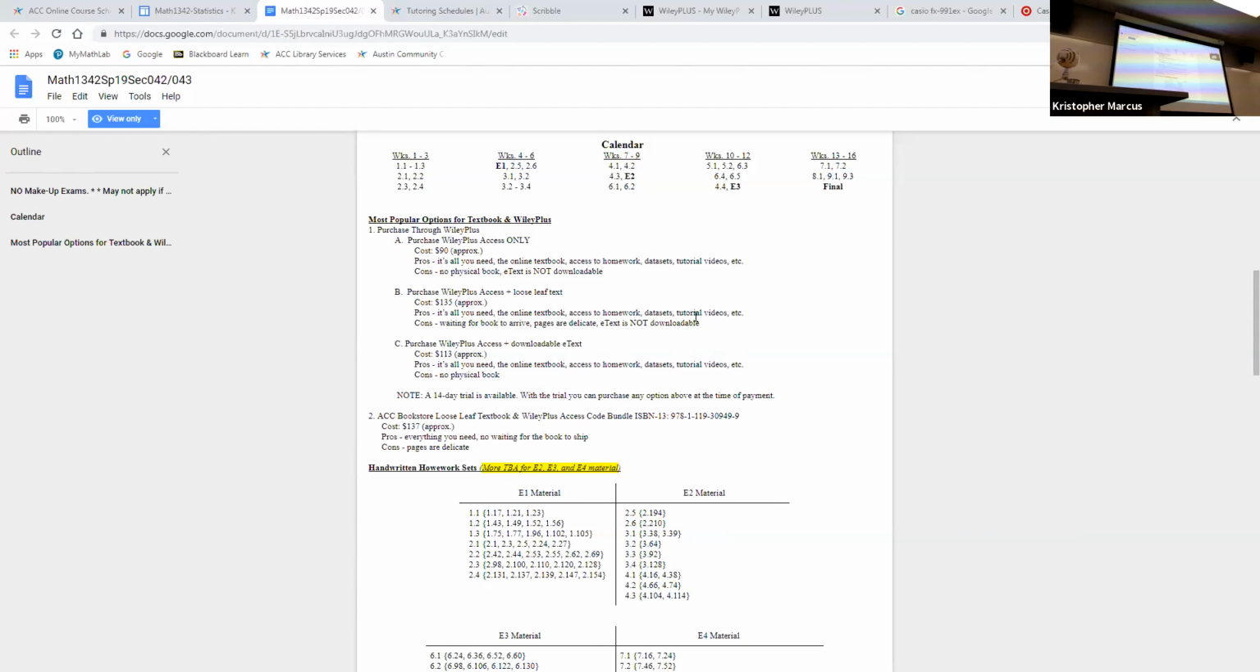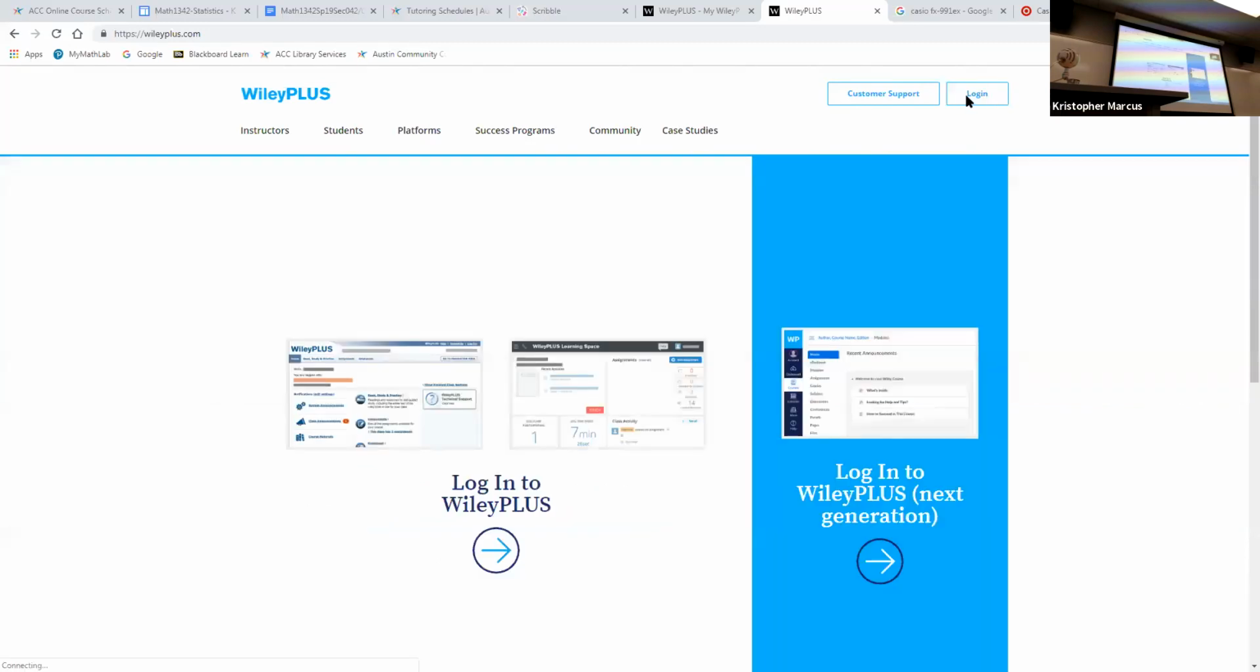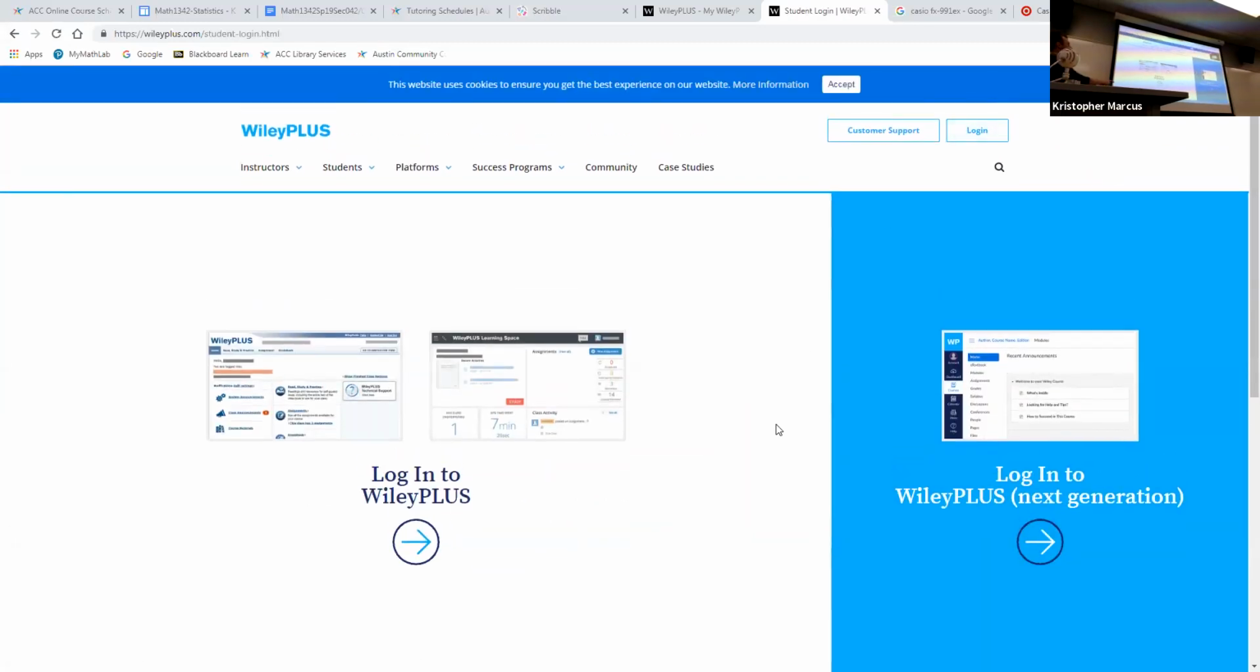Now, while we're on the topic of Wiley Plus, let me bring it up here. Option 2 talks about buying it in the bookstore. The bookstores usually have the loose leaf with the Wiley Plus access, and it varies, but it's probably about $140. What you're going to see with the Wiley Plus stuff is this. When you go to log in, after you register for Wiley Plus, you'll hit login for future reference, and it gives you two options. You'll always go with this one, not the next generation. Just go with this one.